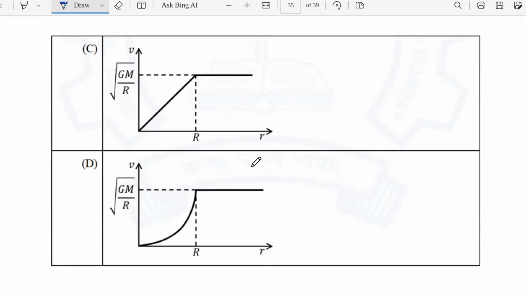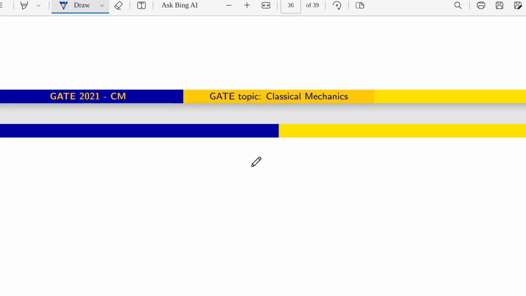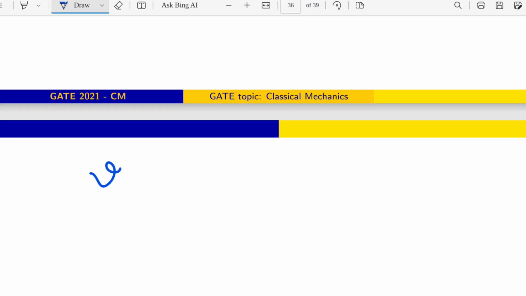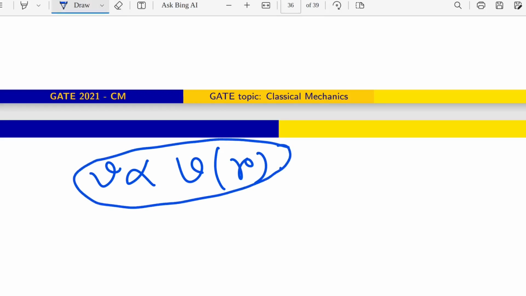So the main aim of our answer is that we have to produce one expression as v function of r. If by anyhow we can have one expression which is v as a function of r, then only we can have some plots with the help of this expression, right?